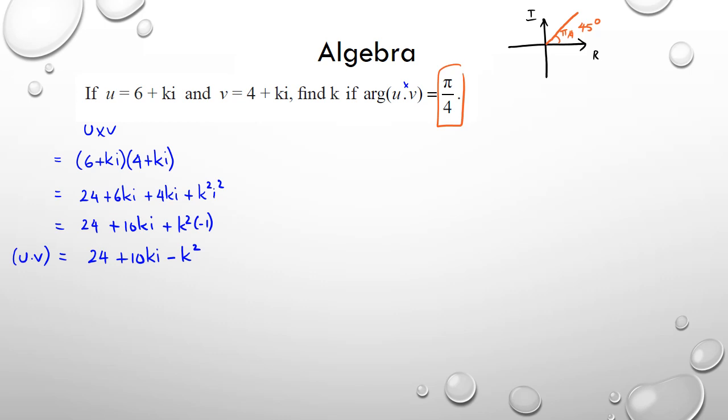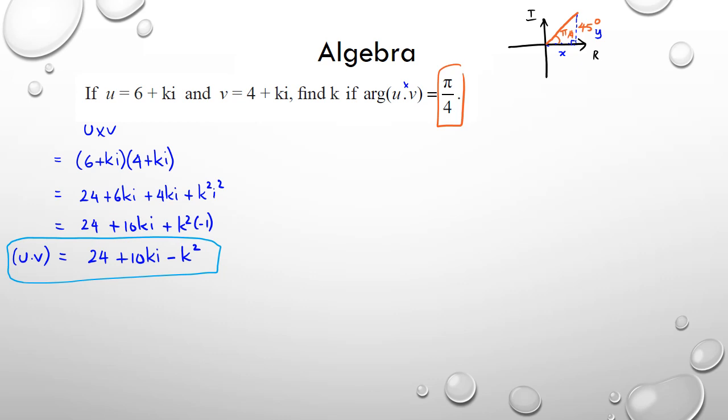So if you have 45 degrees as the argument, then you're looking at an almost isosceles triangle there. Which means the real part and the imaginary part should be equal for you to have an argument of 45 degrees. So I need to go back to my complex number uv and say that the real part is going to equal the imaginary part. Only then is the argument going to be 45 degrees.